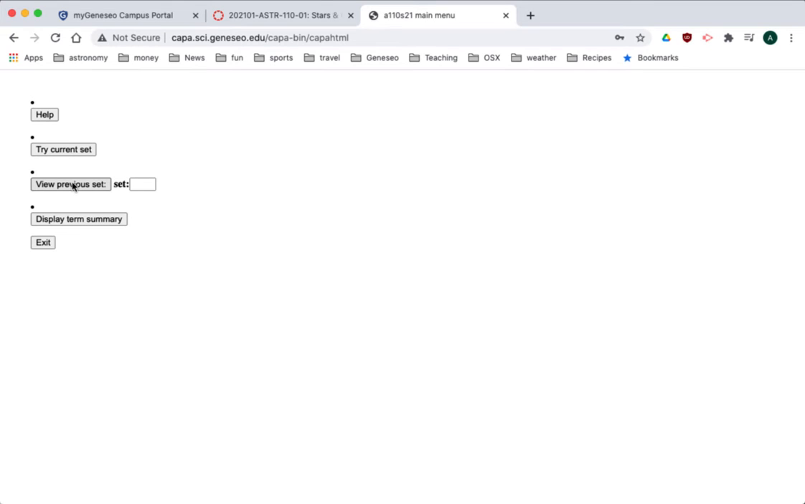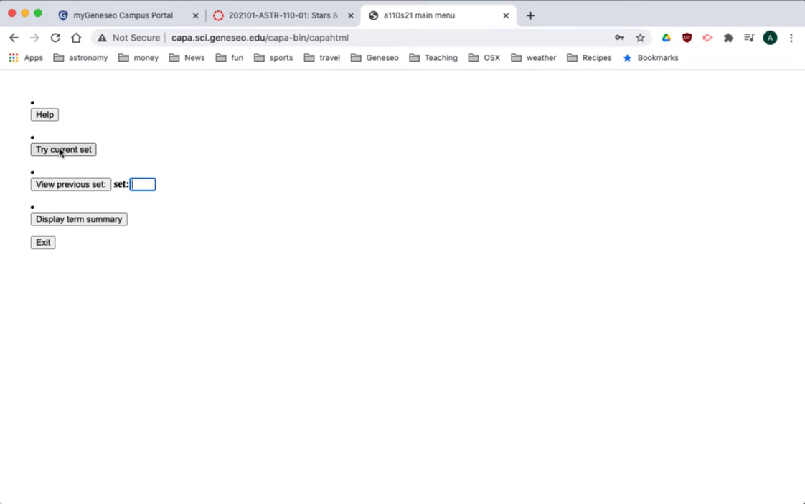you can actually view, let's say you got an answer wrong on a previous set. The correct answer for that question will be posted after the fact. And so if you want to go back and see what a previous question was that you might have gotten wrong on a previous set, you can put in another set number here, let's say 1, and then view previous set, and you'll be able to see those answers. But for now, we are interested in try current set.